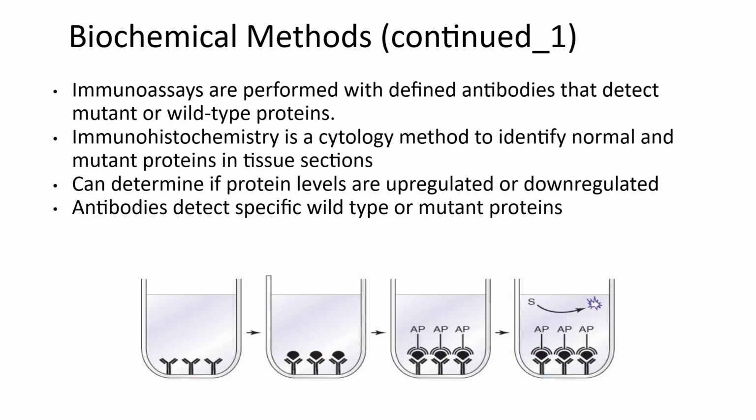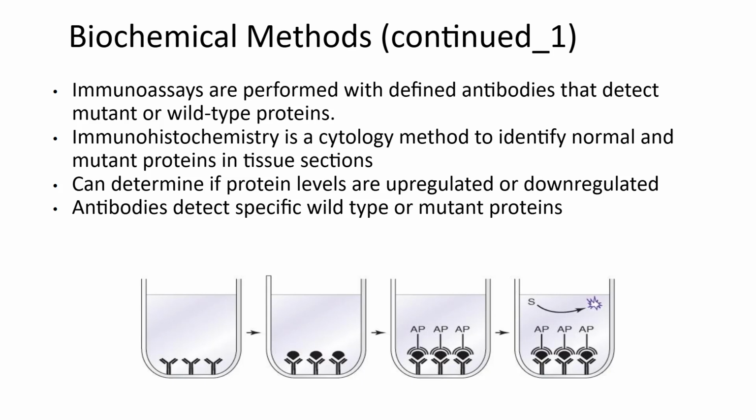So the biochemical methods, if we look at immunoassays, they're performed with defined antibodies that detect the mutant or wild-type proteins. Immunohistochemistry is a cytology method to identify normal and mutant proteins in tissue sections. This can determine if protein levels are upregulated or downregulated in any type of sample or even in tissues. And antibodies detect specific wild-type or mutant proteins.